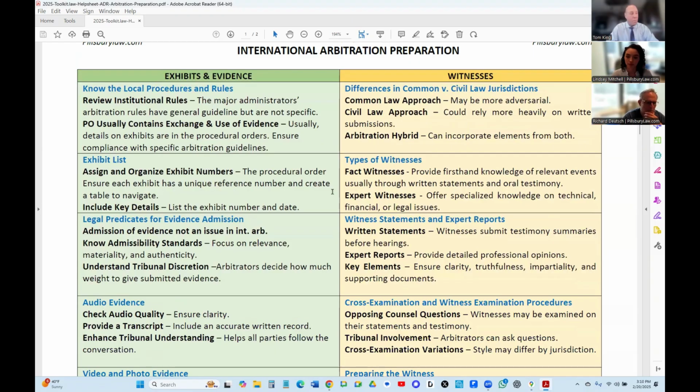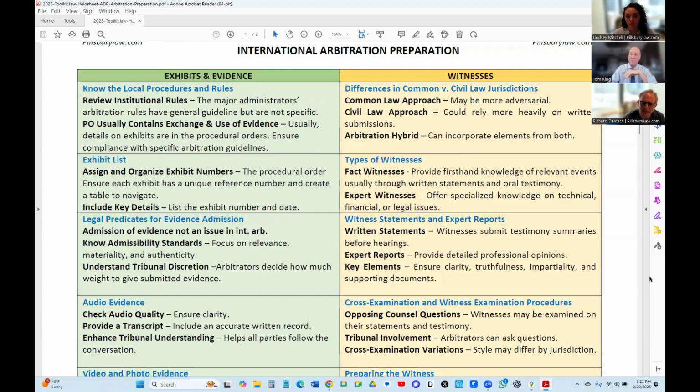First of all, evidence is the foundation of any arbitration case. It establishes facts, supports legal arguments, determines the outcome sometimes. In international arbitration, though, you've got parties coming from different legal traditions and procedural backgrounds, and the handling of evidence can be particularly crucial because it's got to make sense to people from different legal backgrounds.